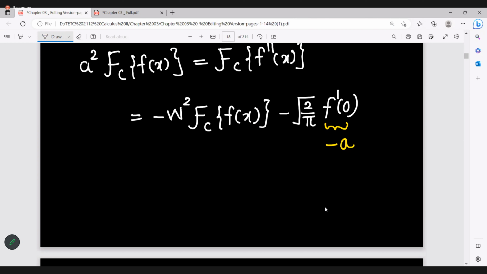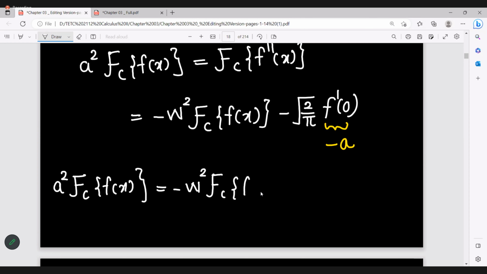Okay. Then we can write this is equal to minus w. No, let's write this complete expression. In the left hand side, we have a squared Fourier cosine transform of f of x. And the right hand side, we have minus w squared Fourier cosine transform of f of x. Minus and minus, minus times minus, it is plus a times square root of 2 over 5.